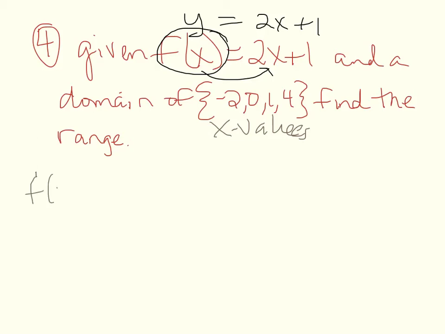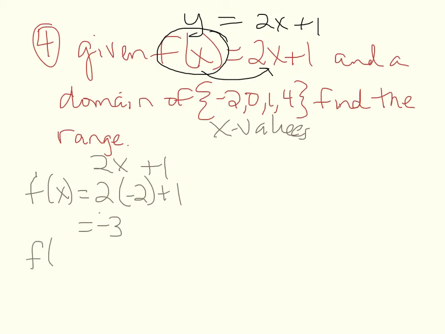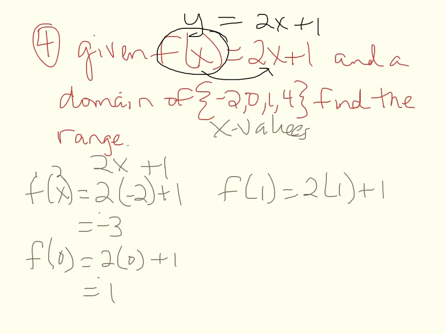So we have f of x equals 2, and instead of x, I'm going to put a -2, plus 1. Remember, this is my function. So 2 times -2 is -4, plus 1 is -3. Now let's say f of 0, so I'm going to plug in a 0. 2 times 0 is 0, plus 1 is 1. Now I'm going to plug in a 1. So 2 times 1 plus 1. 2 times 1 is 2, plus 1 is 3.